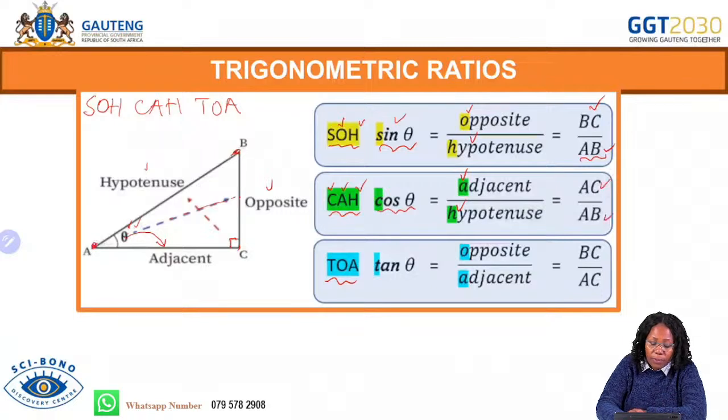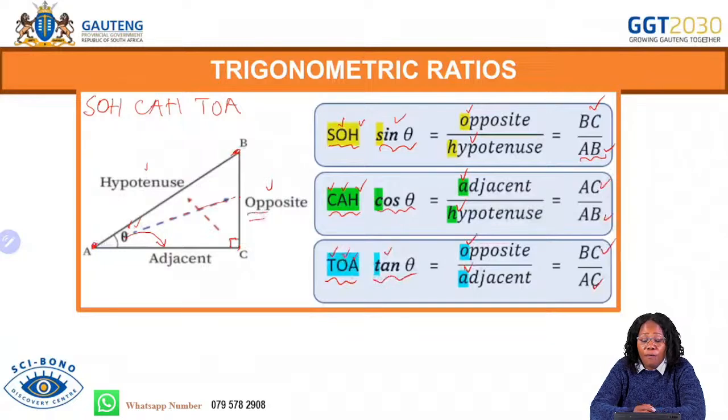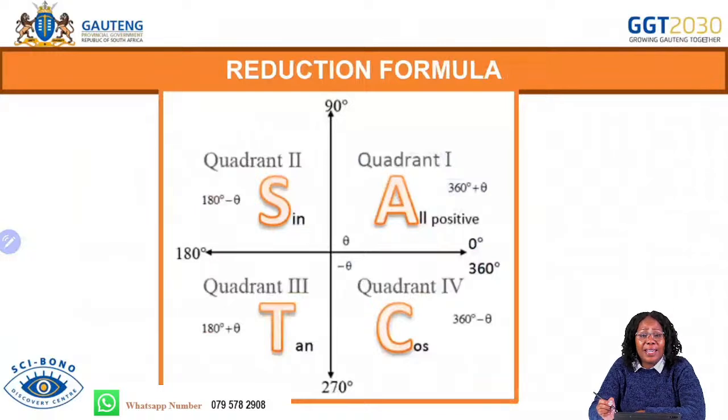And then when coming to tangent, TOA, T is for your trig ratio tangent of theta, and then O is for the opposite side over the adjacent side. Our opposite side here is BC, and the adjacent side is AC. So the ratio for tan theta will be BC over AC for this particular triangle. So that is how you identify your ratios, grade 12. This only applies in a 90 degrees triangle. You can't use trig ratios where you do not have a 90-degree triangle.